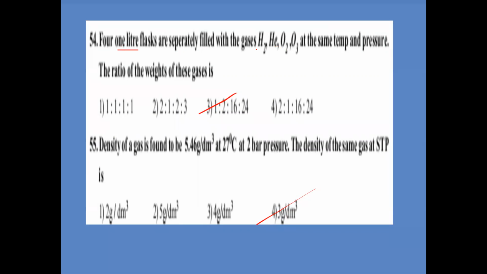Atomicity of hydrogen is what? 2. Number of atoms in one molecule, how much? 2. And atomicity of helium is what? 1. Atomicity of oxygen is 2. Atomicity of O3 is what? 3. Atomicities. And what is the gram molecular weight of hydrogen?